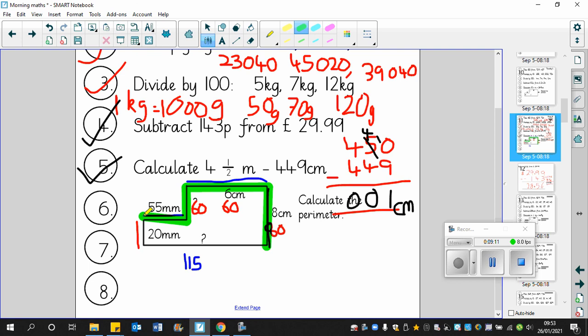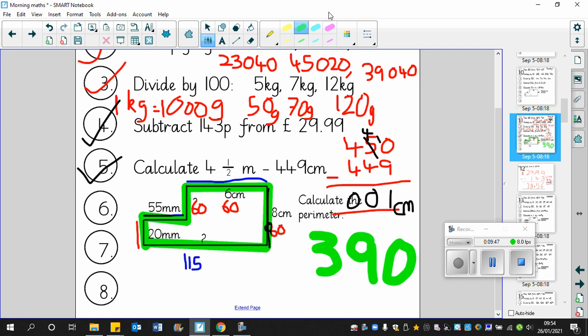Plus 55 is obviously 255. Plus 20 is 275. So 255 and 20 is 275. And then 275 add 115. Right, 275, 390. So I'm going to put that as being 390. Okay, but obviously what I'm going to have to do, put a green line under there to show that I've added that one. Right, go back to this.